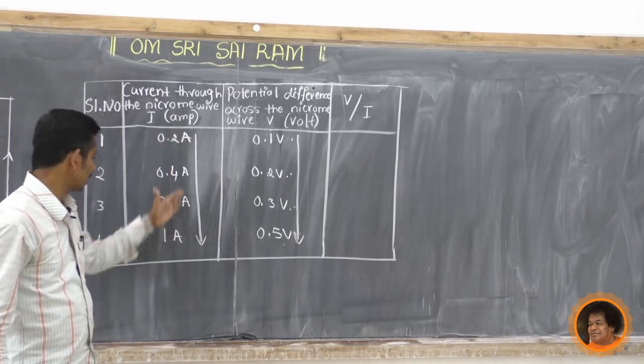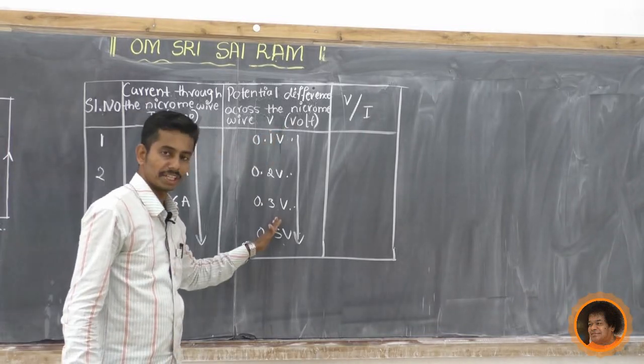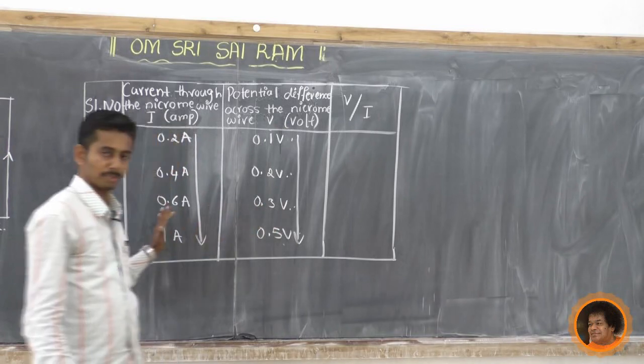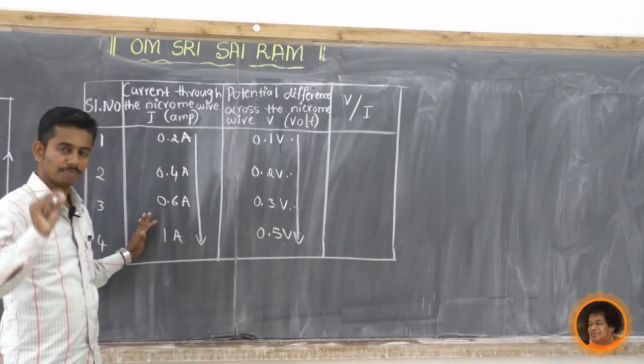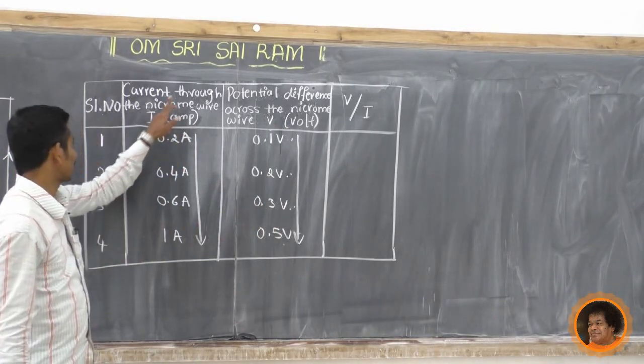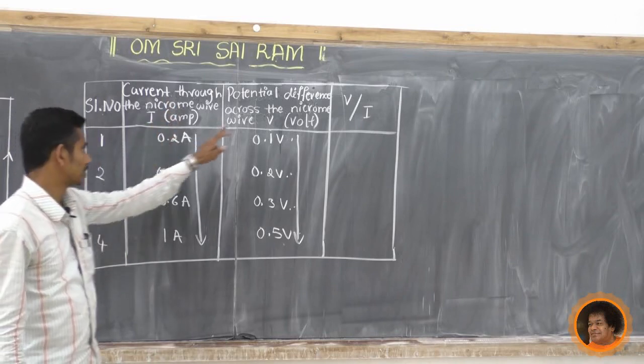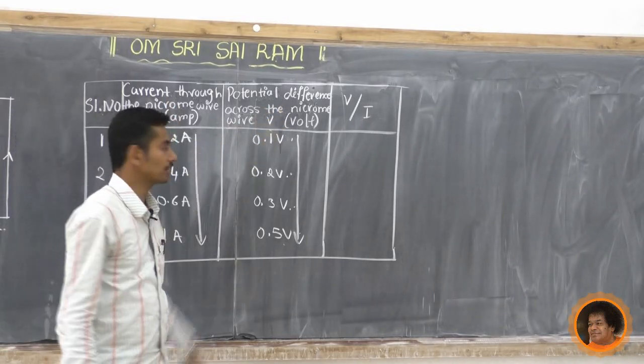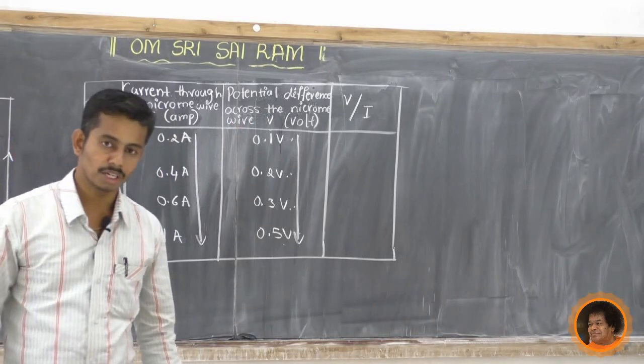Now, current is increased, voltage also increased. So, it is directly proportional. So, what is Ohm's law? At constant temperature, current through the conductor is directly proportional to potential difference of the conductor. This is called Ohm's law.